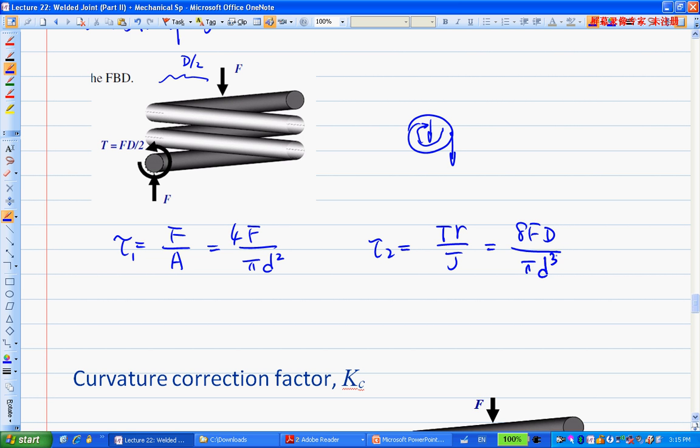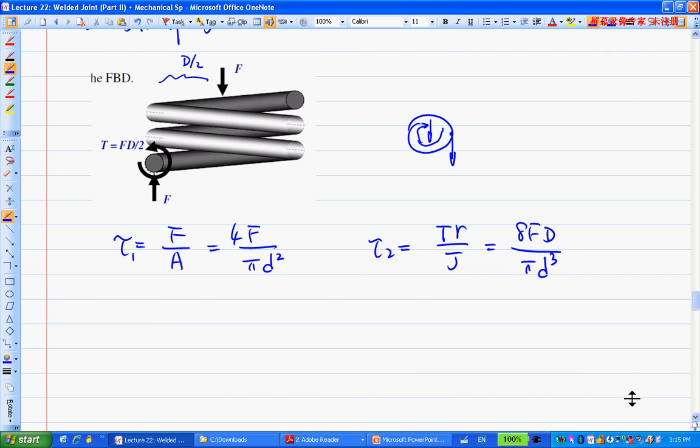Okay? Pi d cubed. So together, these two, add them algebraically, so the tau will equal 4F over pi d squared plus 8F D over pi d cubed. Okay, so that's the combined stress on the cross section.